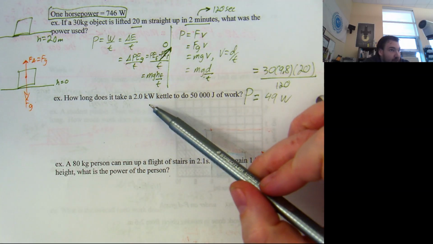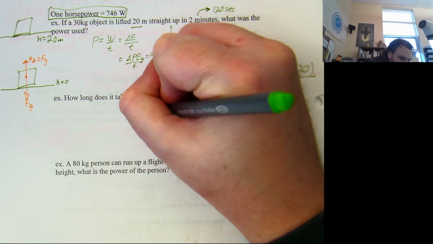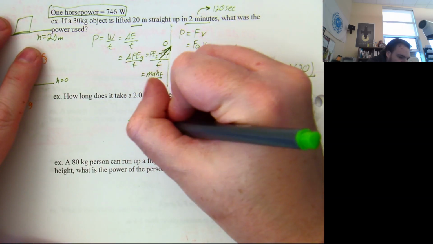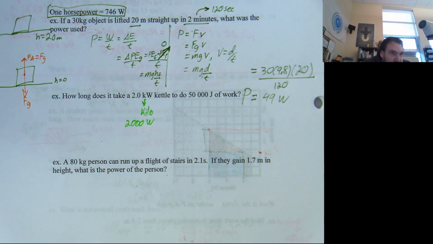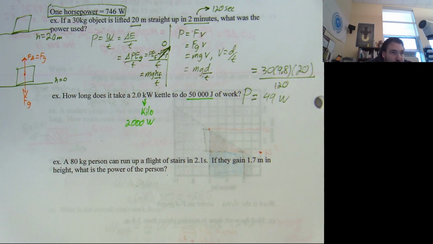This is a 2 kilowatt kettle. That subscript K, that's kilo. So 2.0 kilo is going to be 2,000 watts. Just to clear up some of the notation to start. And we want to know how long it takes to do 50,000 joules worth of work.